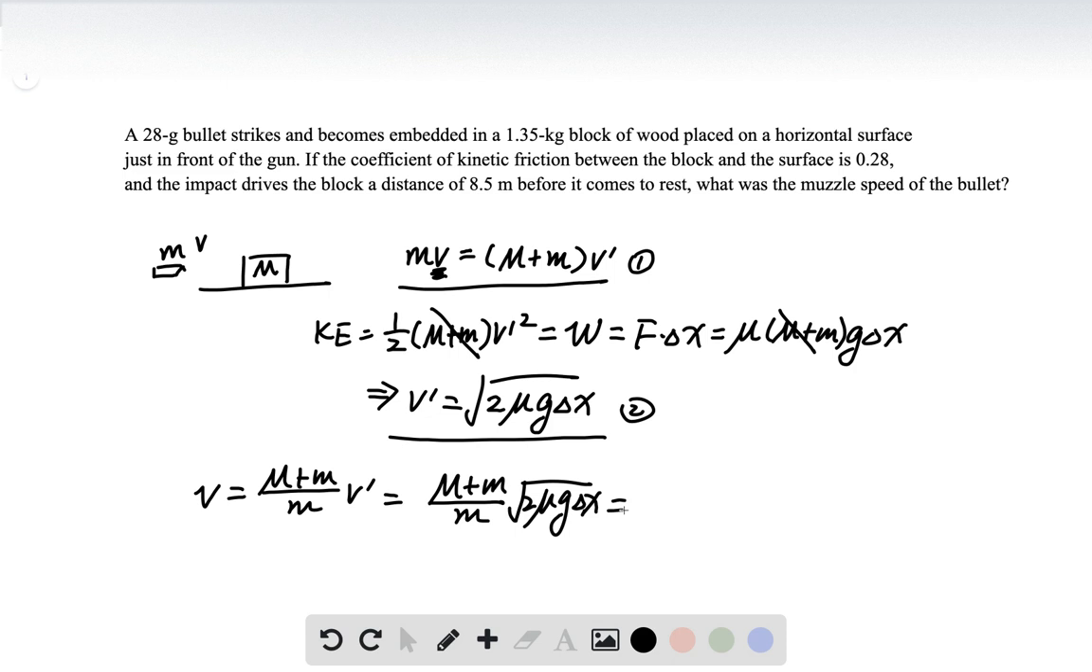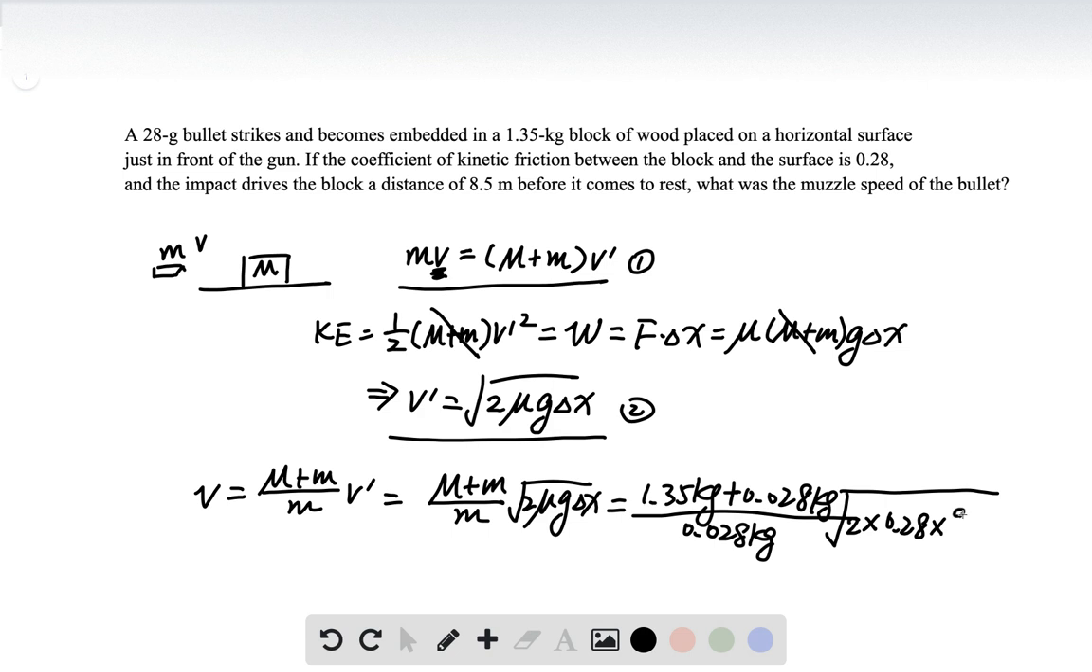Now we put in all the numbers we know. Big M is 1.35 kilogram plus 0.028 kilogram over 0.028 kilogram, times the square root of 2 times 0.28, that is the coefficient, times 9.8 meters per second squared, times 8.5 meters. So this equals 340 meters per second. So that is the speed of the bullet.